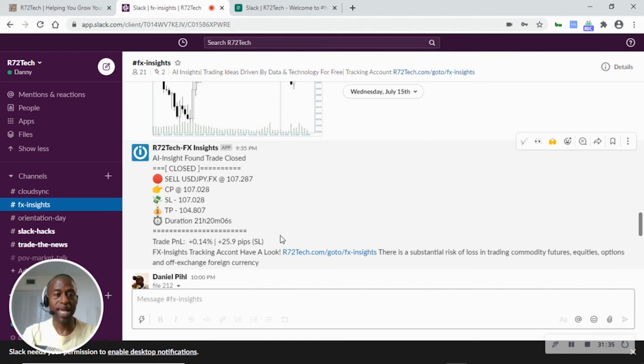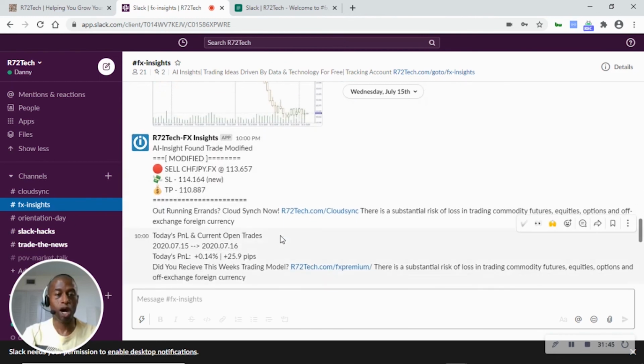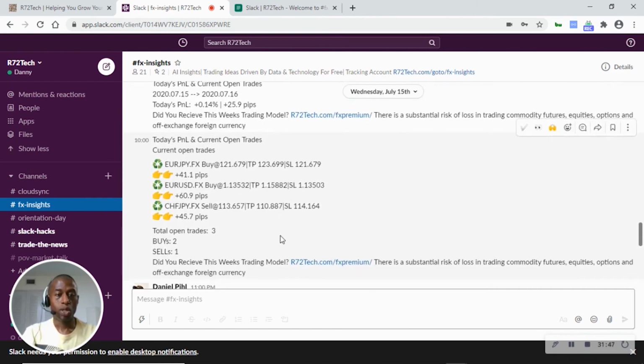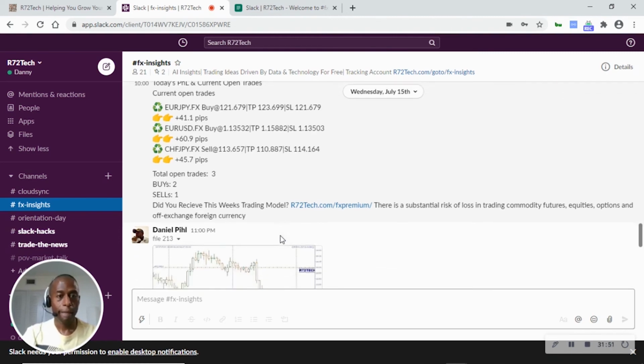Okay, so that's what an AI Insight trade close looks like in real time when it hits the channel. Let's see how that changes the update. Okay, so let us take a look here. Here is the 10 o'clock in the morning update.